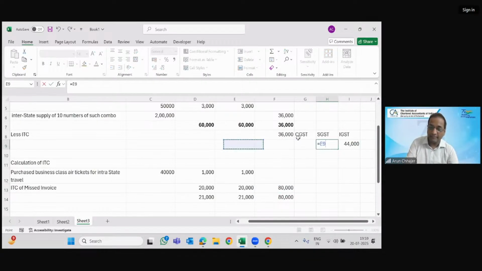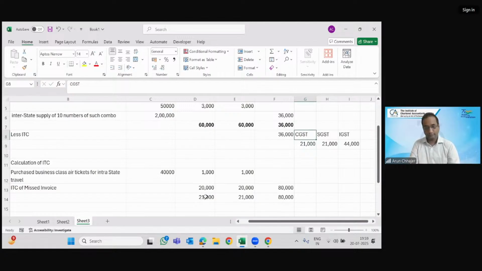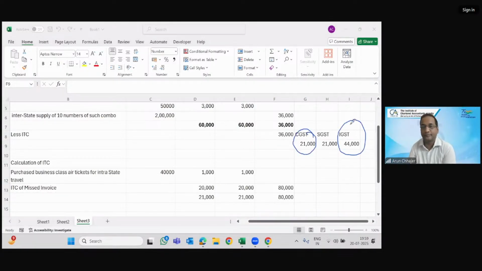एंड व्हाट इज द बैलेंस ऑफ CGST एंड व्हाट इज द बैलेंस ऑफ SGST? 21,000. Now you do not have the liability in the IGST, you have the liability under CGST 60,000, under SGST 60,000. Tell me which ITC you will use first. Which ITC you will use first, this one or this one?